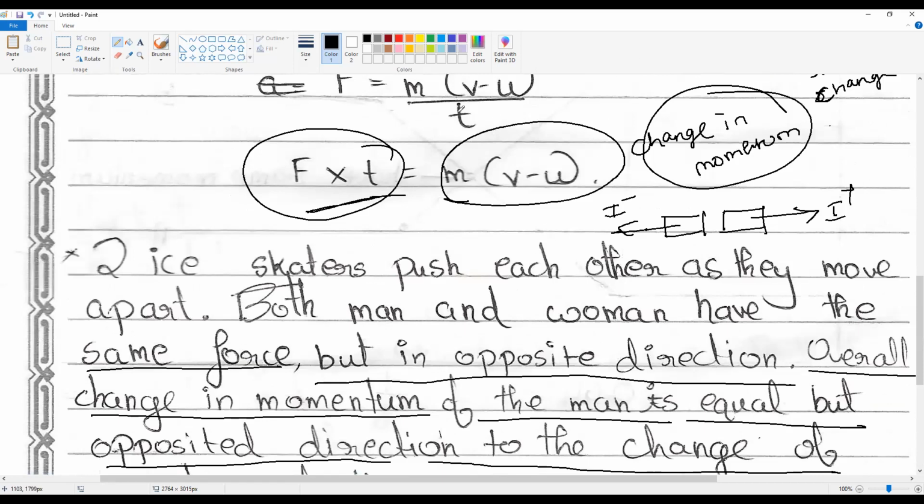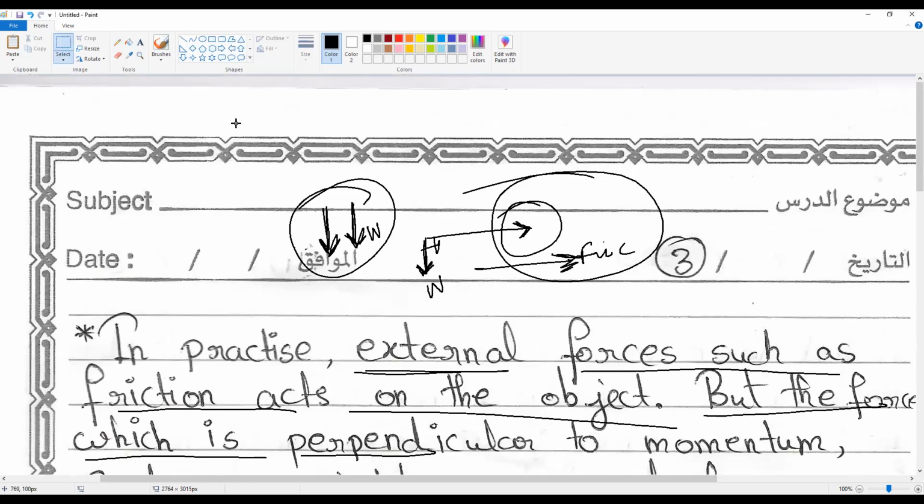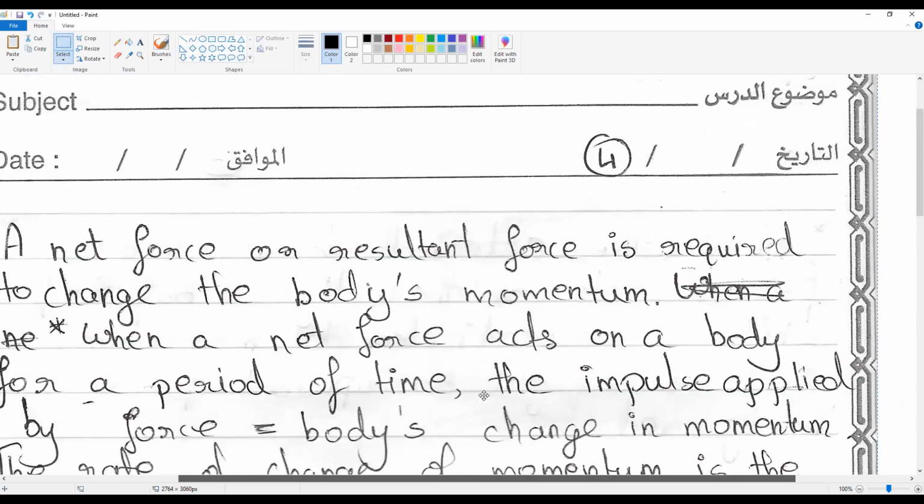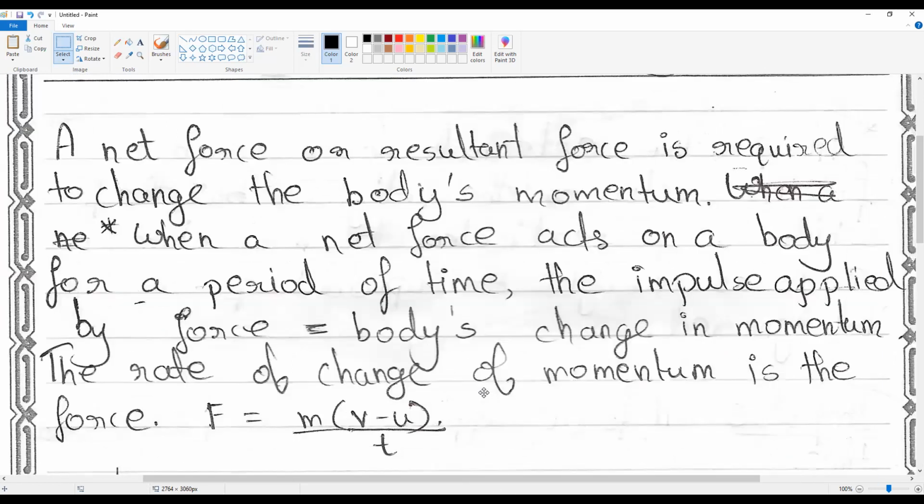Now let me go to the next page. There you go. We did this just now. Now let me do this sum with you all. Okay, let's continue. A net force, or a resultant force, is required to change the body's momentum.